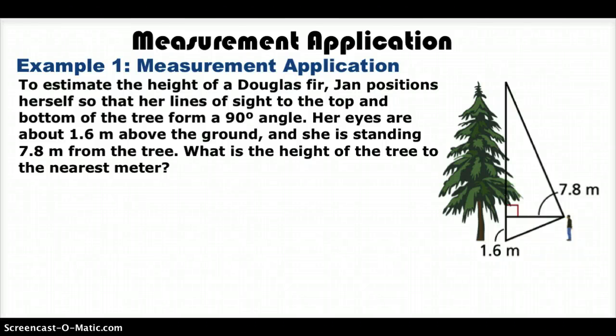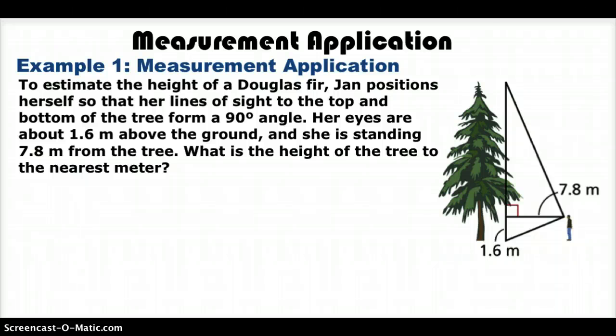Here's an example of an application of these particular corollaries. This example says, to estimate the height of a Douglas fir, Jan positions herself so that her lines of sight to the top and the bottom of the tree form a 90-degree angle. Her eyes are about 1.6 meters above the ground, and she is standing 7.8 meters from the tree. What is the height of the tree to the nearest meter?